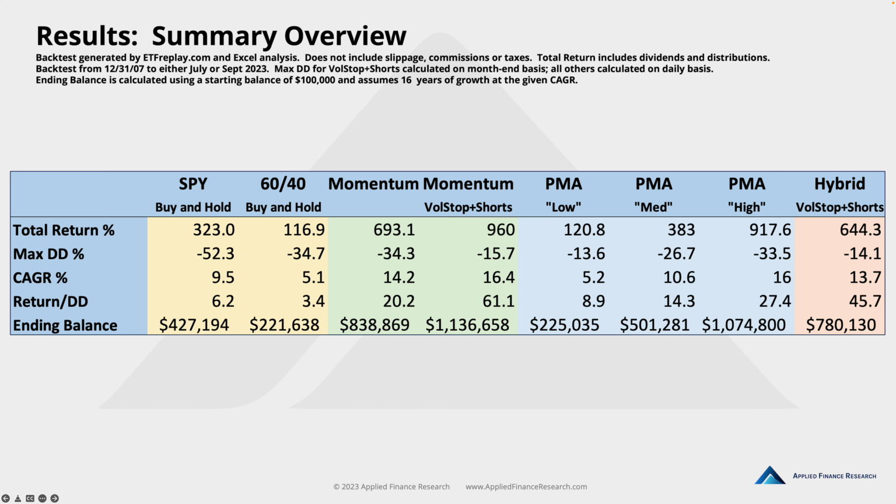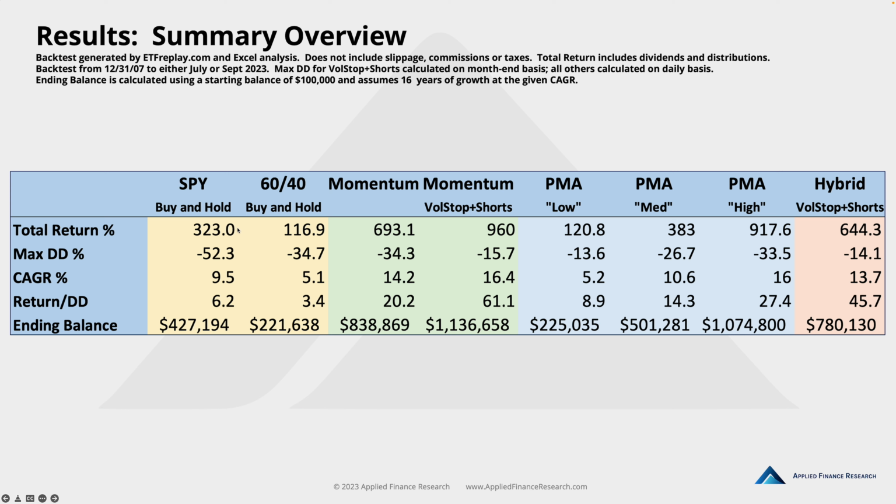So what we're looking at here are backtest data as generated by etfreplay.com and Excel analysis. And this goes from December 31st of 2007 through 2023. So we have the great financial crisis, we have the COVID crash, we have everything in between. Starting with the column furthest on the left, here we have the S&P buy and hold data, and we're going to use this as a benchmark.